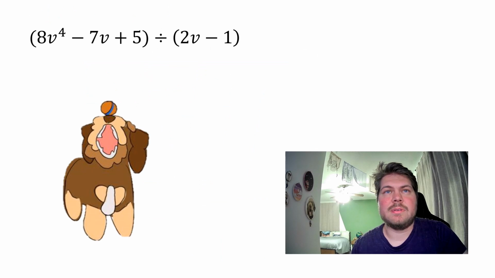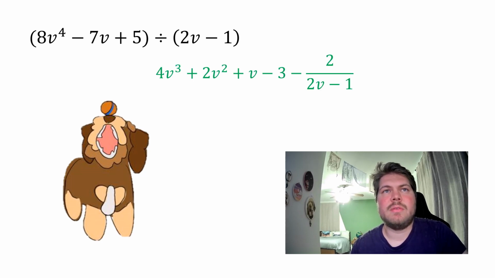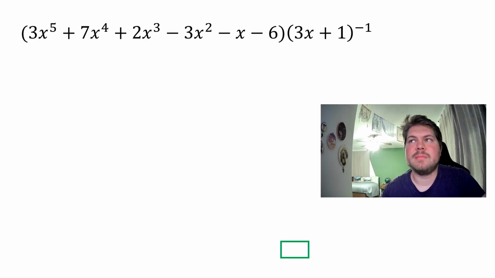All right, so 8v to the power of 4 minus 7v plus 5, divided by 2v minus 1, should give you 4v to the third plus 2v squared plus v minus 3, plus 2 divided by 2v minus 1. Whoa, we're almost done with the long division ones.